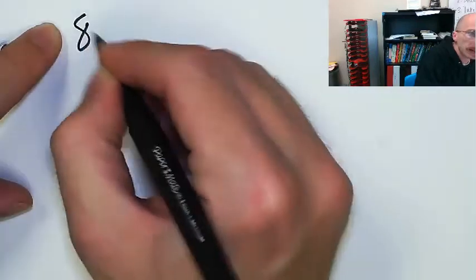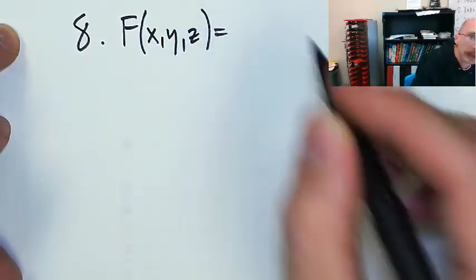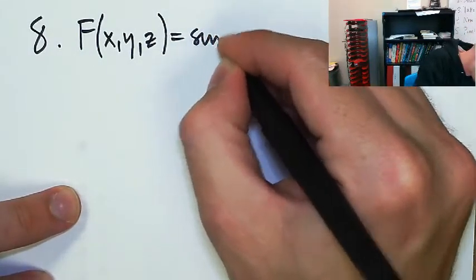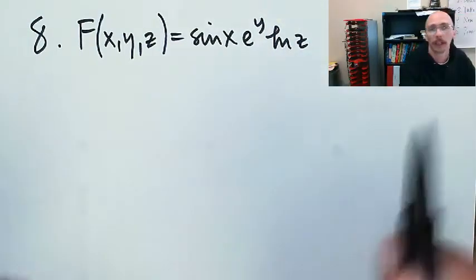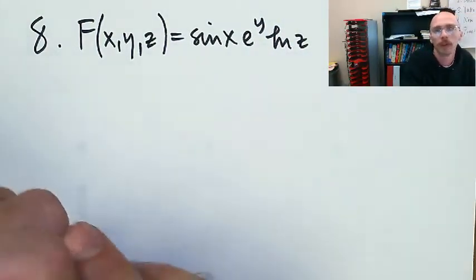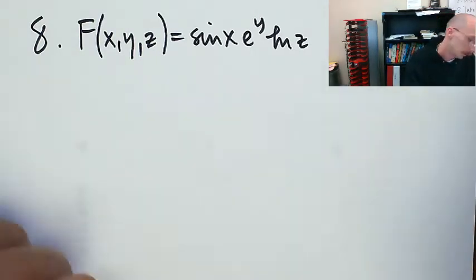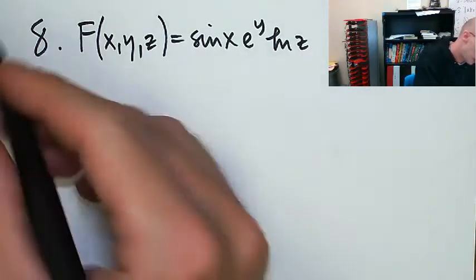So, number 8. If f of x, y, and z is equal to sine of x e to the y log of z. We're going to take some derivatives. So showing that the mixed partials are equal, fxyz equals fyzx equals fzyx. Okay. So we're going to jump in.